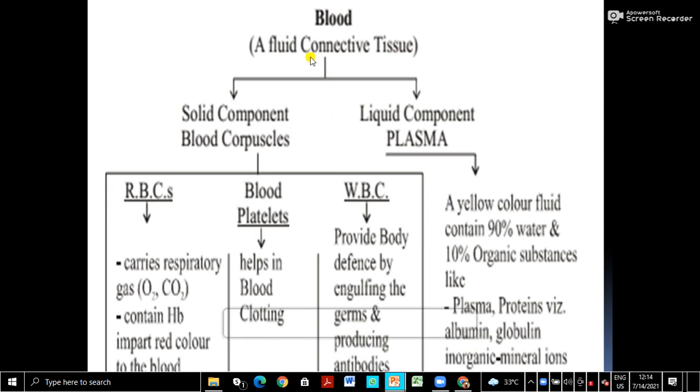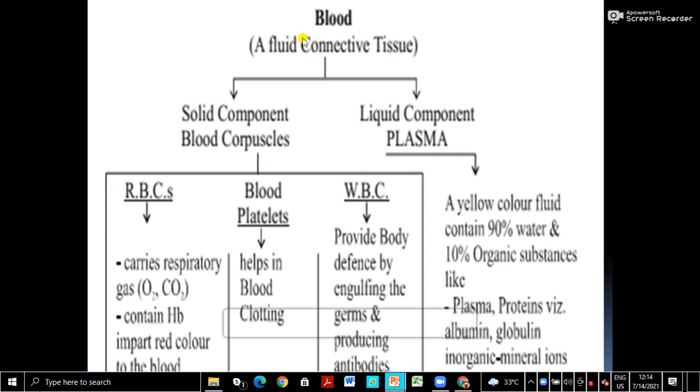Today I am going to explain the structure of blood. In class 9 we have learnt that blood is a fluid connective tissue. Blood can flow. It's a liquid, so it can flow. So it is a fluid connective tissue.